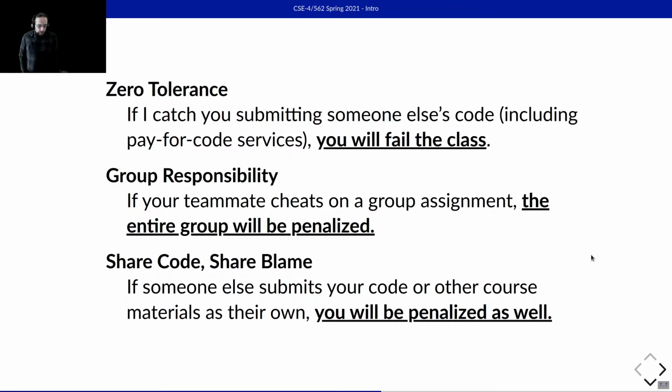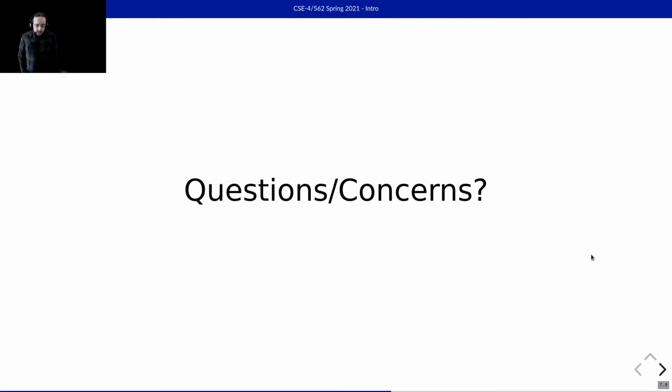That includes responsibility in the group. "My group mate did it" is not an excuse. I will fail, or at least penalize, the entire group. And since there are few ways to actually figure out who originated a piece of code, in general, if someone else submits your code, you will be penalized as well. Okay. On that note, does anyone have questions or concerns? I'm happy to take those.